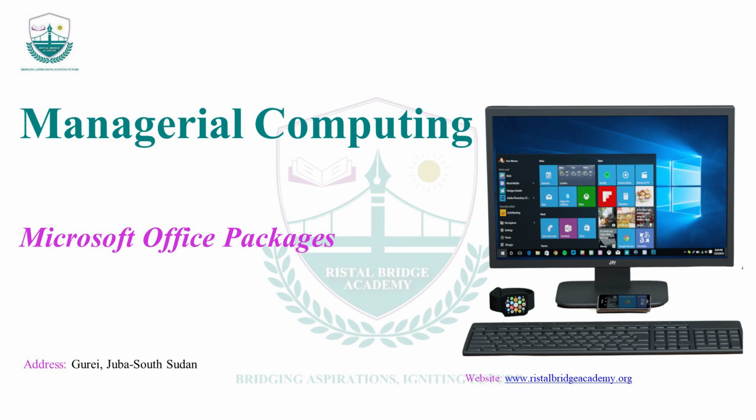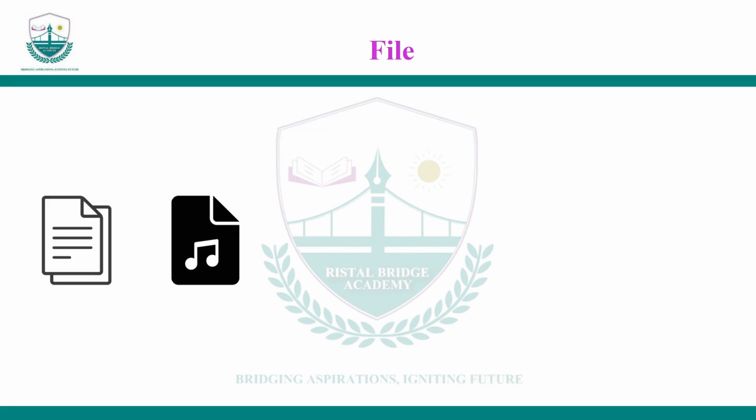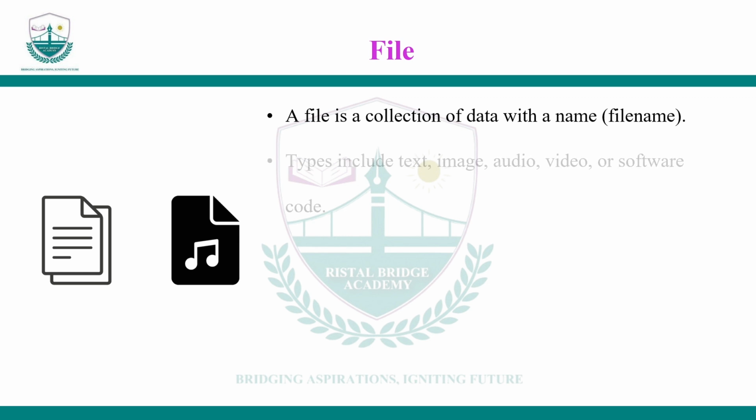Let's start with the basics. Let's understand what a file is. A file is simply a collection of data stored with a unique name called a file name. Files have extensions called file extensions. Files can contain text, images, audio, video, or even software code.